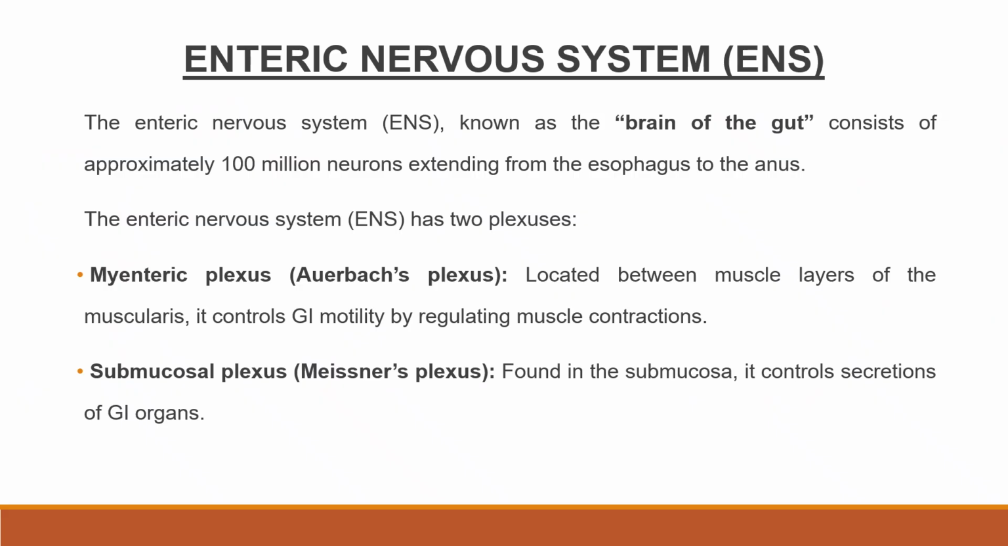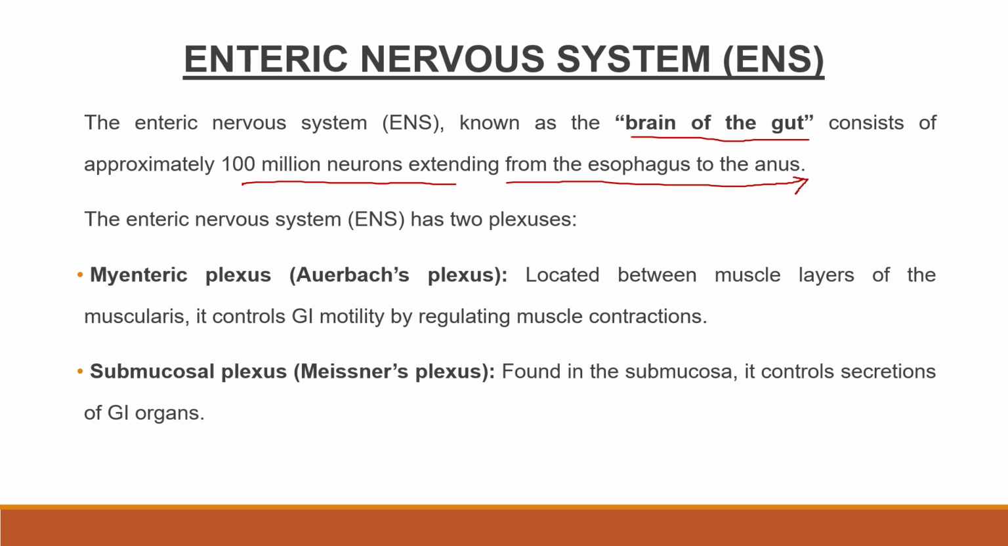So here we can start the enteric nervous system. The enteric nervous system is known as the brain of the gut. The brain of the gut, it's a very important point. The brain of the gut, that is our enteric nervous system. It consists of approximately 100 million neurons, extending from the esophagus to the anus. So the entire digestive system has a supply of these nerves.